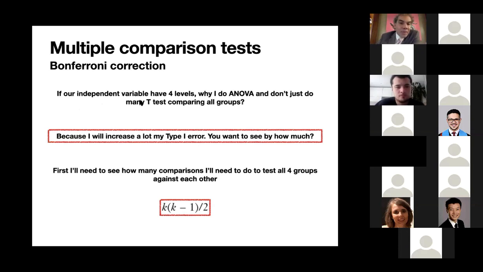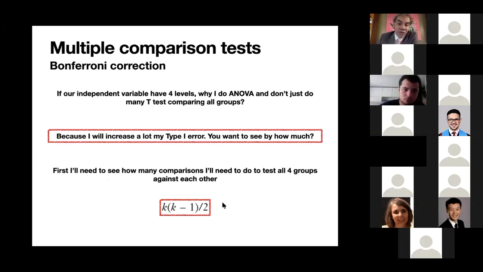If our independent variable has 4 levels, for example, why do I do an ANOVA and not just many t-tests comparing all groups? Because if I do t-tests, I will increase my type 1 error a lot. Do you want to see by how much I will increase my type 1 error if I do a lot of t-tests when I have 4 groups? To see how much my type 1 error increased, first I need to see how many comparisons I'll need to do to test all 4 groups against each other.